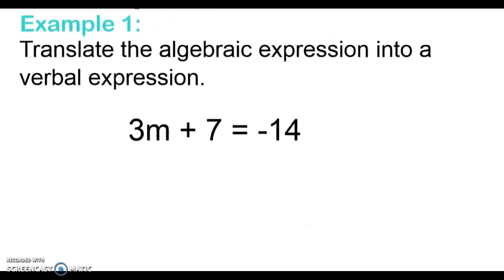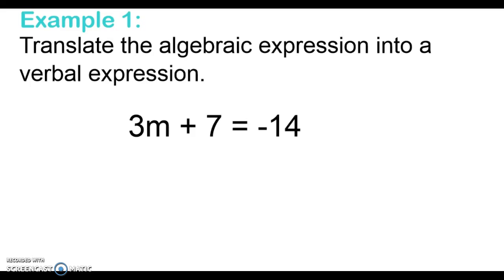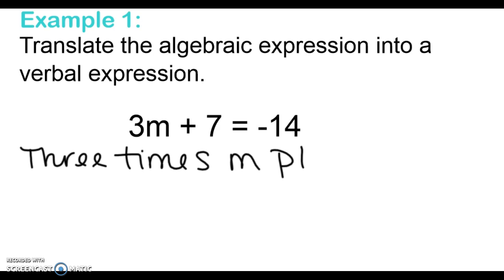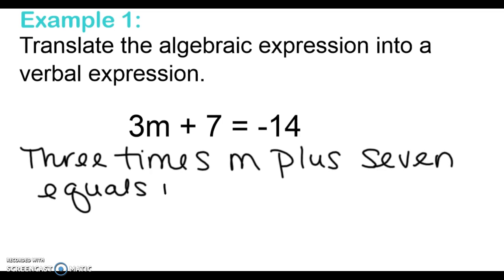Example 1. It says translate the algebraic expression into a verbal expression. So we need to take these numbers and turn them into words. As I read this out loud, I'm going to write exactly what I am reading. So I'm going to say that that is 3 times m plus 7 equals negative 14.